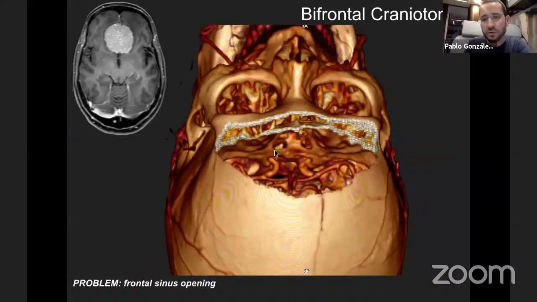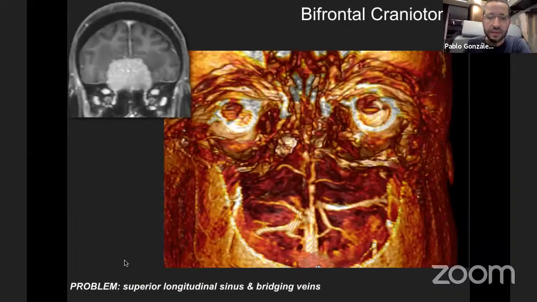And in case we want to choose this one, we should have a quite basal view in order to take advantage of this initial devascularization. Another problem, as we said, is that in case of bifrontal exposure, we will have to ligate the superior longitudinal sinus and deal with some bridging veins on both frontal lobes. So this is why we have to go quite basal in most of these cases.